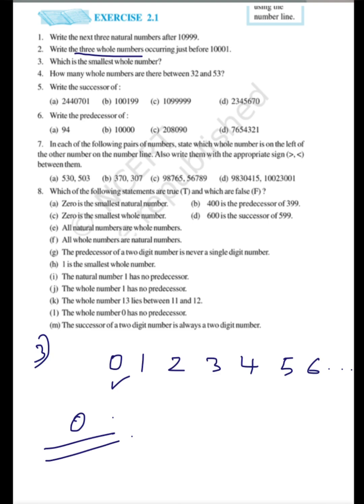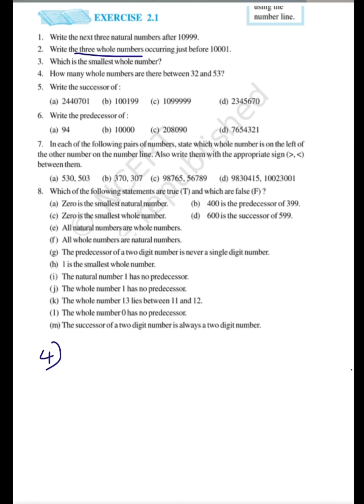Now let's see the fourth question. How many whole numbers are there between 32 and 53? This is the question. If a question is asked in this way, that is, how many whole numbers are there between two particular numbers, then what you have to do is take the difference of these two numbers. That is, the highest number is 53.